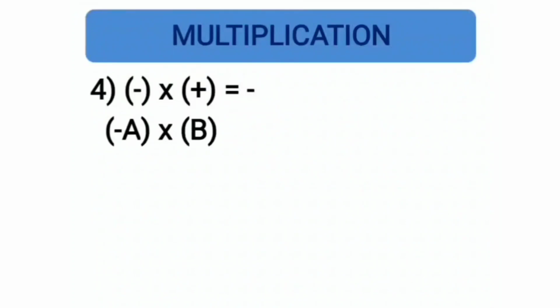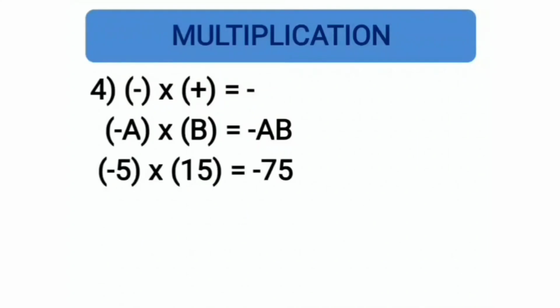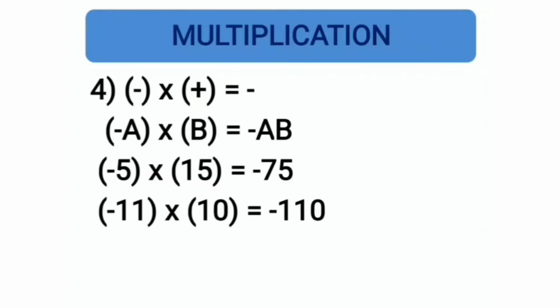The last and fourth rule is when negative integer is multiplied with positive integer, we get negative integer. Minus a multiplied by b is equal to minus ab. Minus 5 multiplied by 15 is equal to minus 75. Similarly, minus 11 multiplied by 10 gives minus 110.